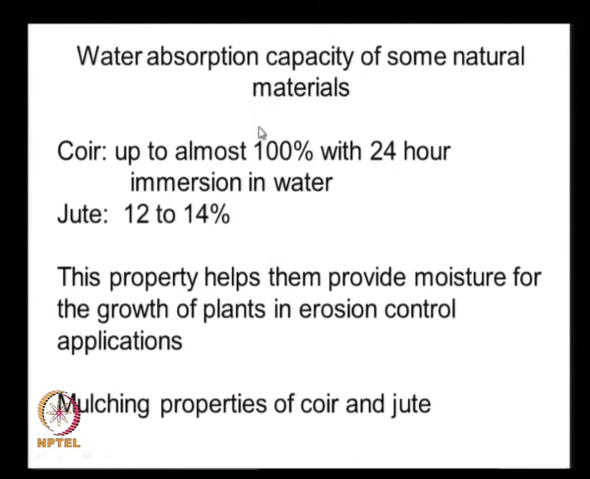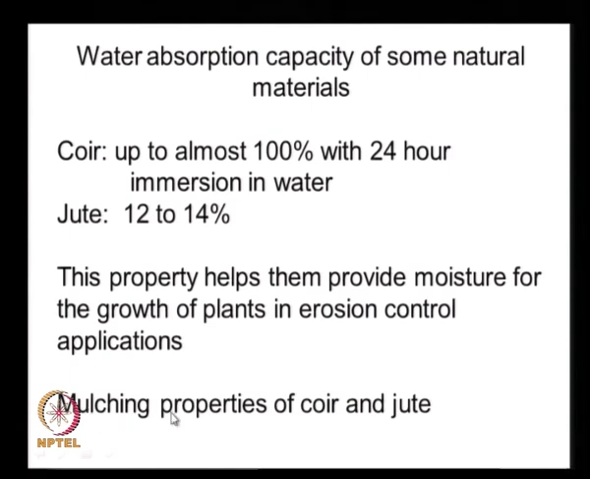See, most of these natural fibers have a very good water holding capacity, and coir can absorb almost 100% water if it is immersed in water for about 24 hours. Jute can absorb about 12 to 14% water by weight. This water holding capacity is good because they can provide moisture for the growth of plants when we employ natural fabrics for erosion control applications. And another advantage that we have with natural fibers is their mulching properties.